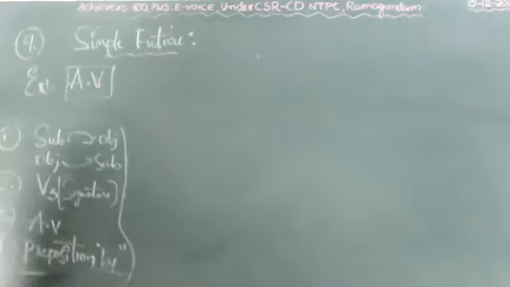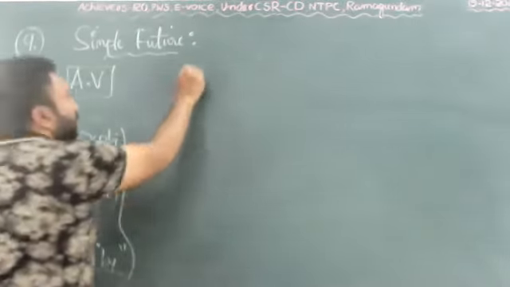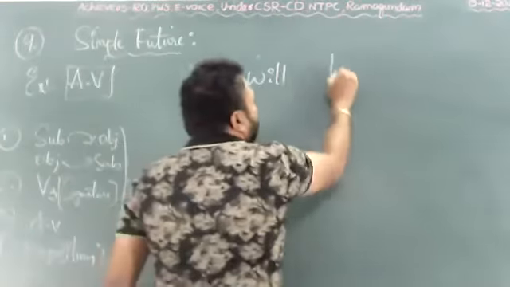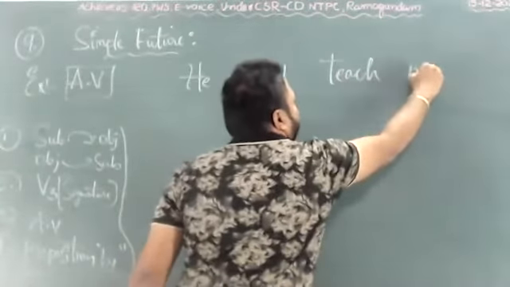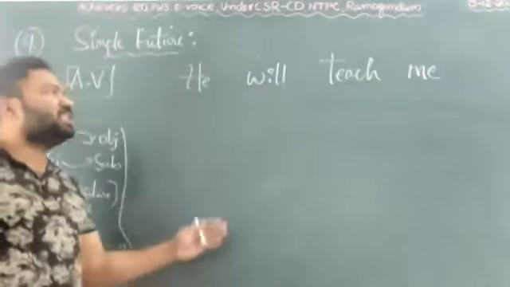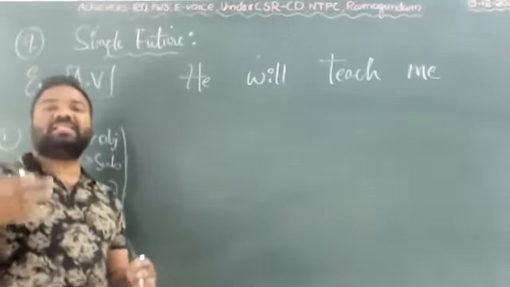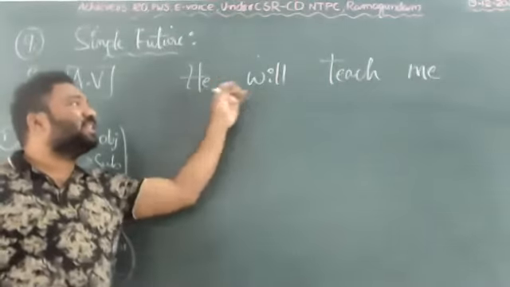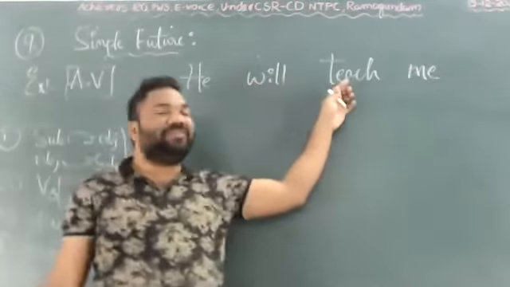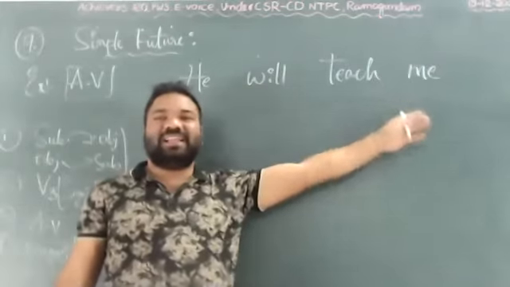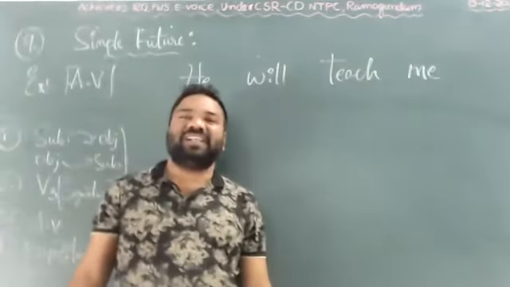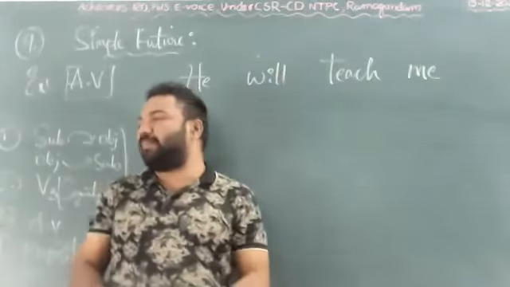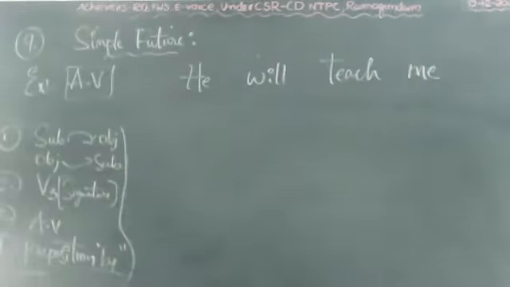Examples like, he will teach me. He will teach me. See, let's see. This is a perfect example: subject plus will or shall plus V1 and me. This is entirely different, students. We don't have to go with the same rules here. Okay. A simple logical rule is applied for this simple future.